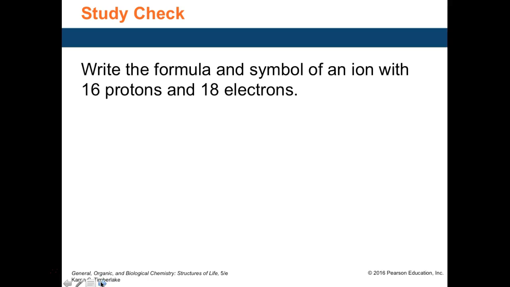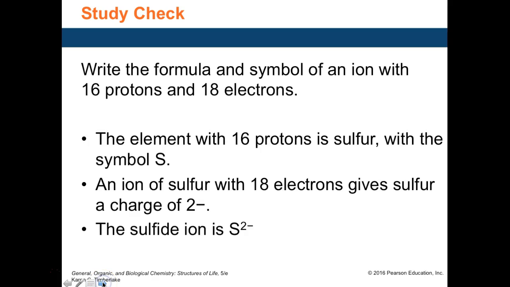So in this study check, it says write the formula and symbol of an ion with 16 protons and 18 electrons. So 16 protons, that would be sulfur. So it has 2 more electrons, because 16 protons would need 16 electrons to make it neutral. So this would be S2 minus, which would be sulfide.